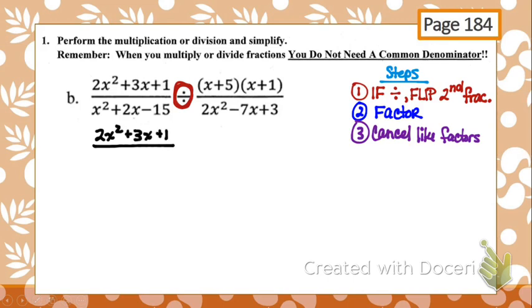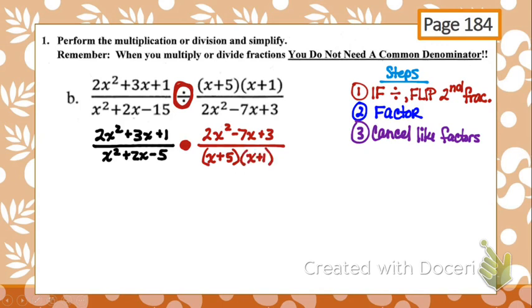Just recopy it. And then we're going to flip this second fraction. And when we flip it, it's not division anymore. Once we flip it, it's not division anymore. 2x squared minus 7x plus 3 comes up to the top. And thank goodness they did some of the factoring for us.